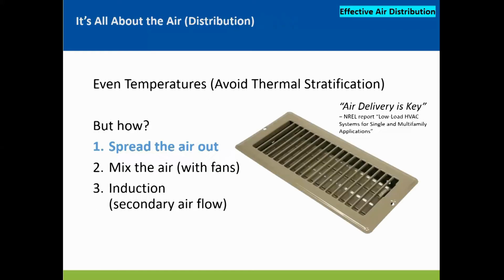That's quite low. Air distribution is probably the most important criteria for a good HVAC system in a low load home. NREL did quite a few studies on low-load homes in different types of systems, and they've concluded that air delivery is key. So how do we do this?